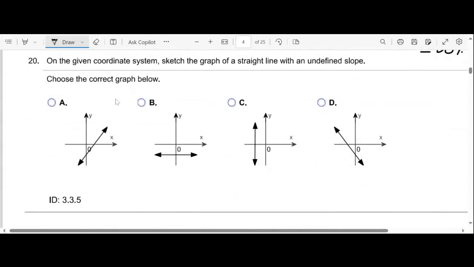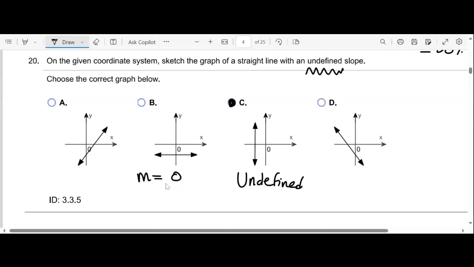20. Read, Abaziz. On a given coordinate system, sketch the graph of a line with an infinite slope. C, B. Undefined. Which one is undefined? B. C. Now, the answer is C. This one is undefined. What about the B? What about this? Undefined.